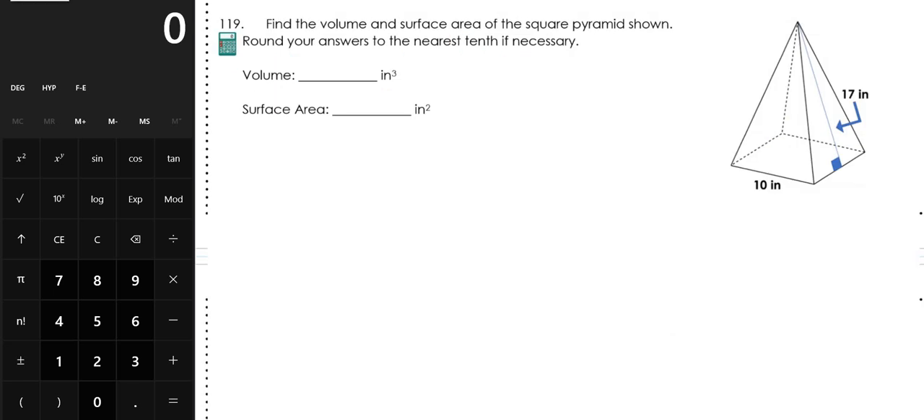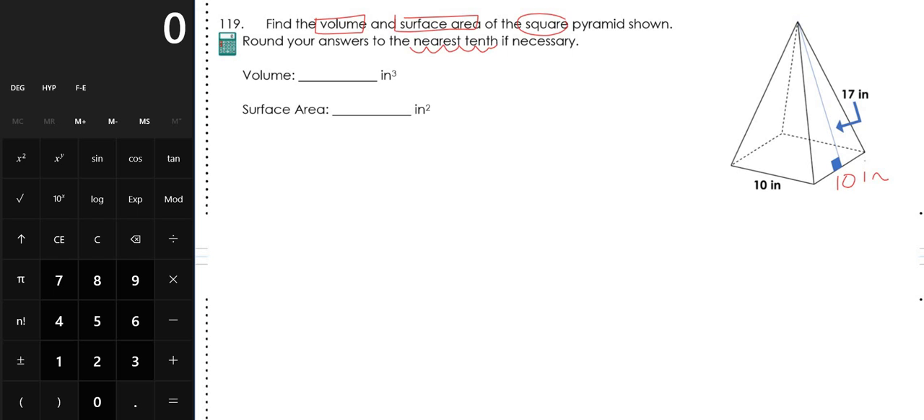Number 119. Find the volume and surface area of the square pyramid shown. So pretty straightforward ask. They want the volume, they want the surface area, and they tell us it's a square pyramid. So looking at this shape, when I see the 10 inches for one of my side lengths, I know that for the other side it's also going to be 10 inches. All four sides are going to be 10 inches. We need to round our answers to the nearest tenth if necessary.